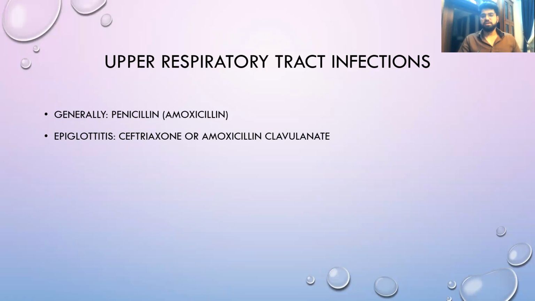But when the infection severity goes up, when we have got epiglottitis, we can consider IV ceftriaxone. And we can also consider amoxicillin clavulanate if it is a mild form of epiglottitis. Pertussis is a special form where azithromycin is the drug of choice. It is different from the other respiratory infections. You can use azithromycin for other respiratory tract infections as well, but this is not generally preferred. So this includes all your pharyngitis, laryngitis, sinusitis, all of those things.